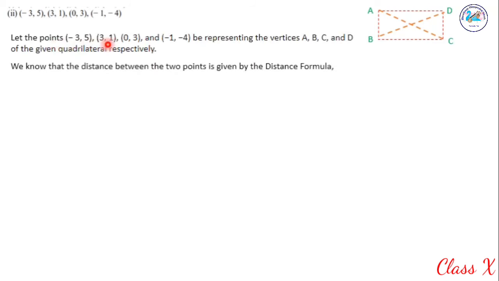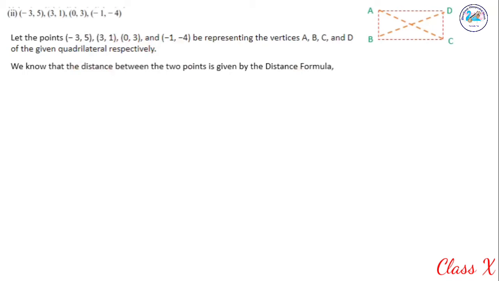Now move on to the second question. The 4 pairs of points are given to you here. First and foremost thing, as before, we have to draw a rough diagram and label it as ABCD or any other alphabet which you feel to put. Then after drawing the rough diagram, just assume the points. So let the points minus 3, 5, 3, 1, 0, 3 and minus 1, 4 represent the vertices A, B, C and D of the given quadrilateral respectively. Just same as before, only the points are different.